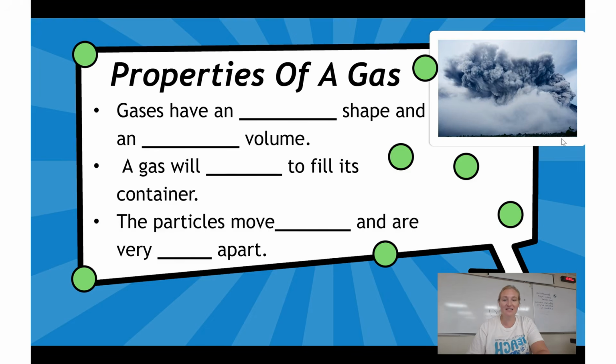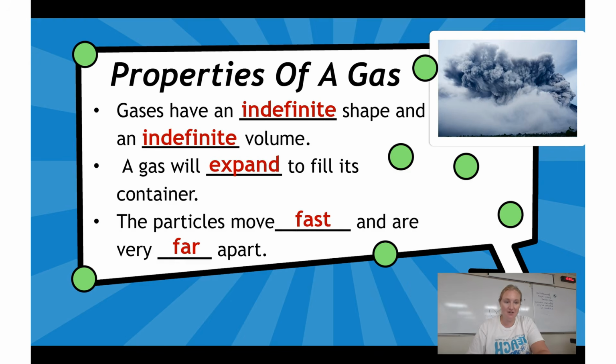With our gases, these have indefinite shape and indefinite volume, meaning it's going to take the shape and expand to fill whatever container it's in. So for example, if I released a gas at my desk, it would keep expanding and spreading out until it filled the entire classroom. So both the shape and volume are indefinite. These particles are a lot faster and a lot further apart than in our other states of matter.